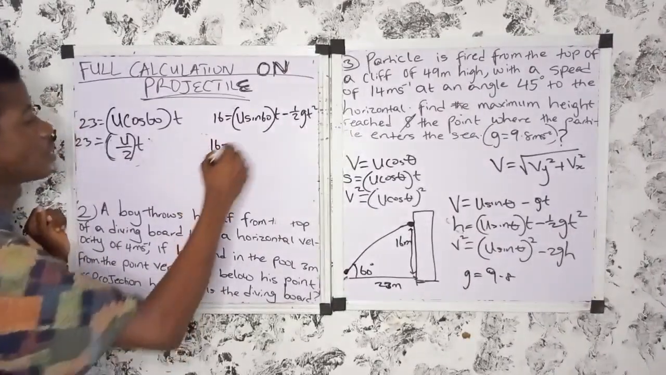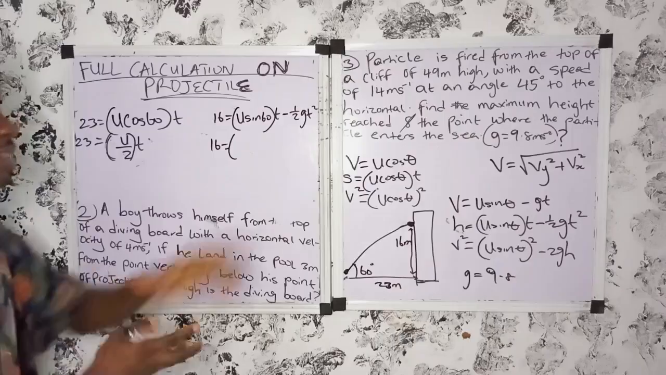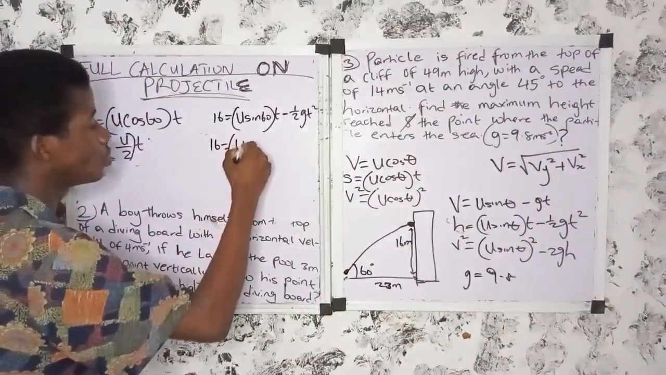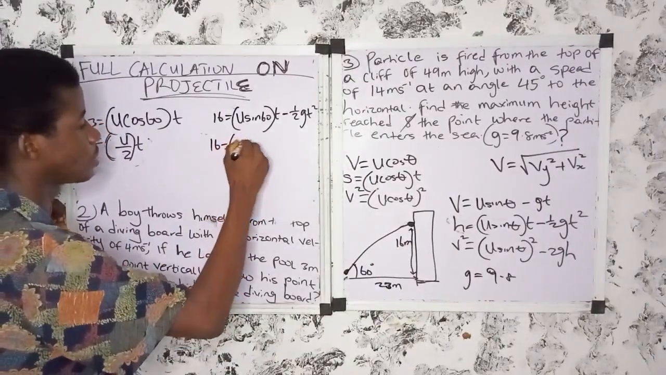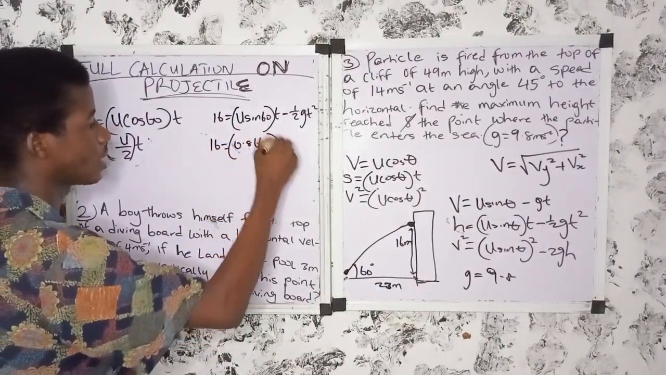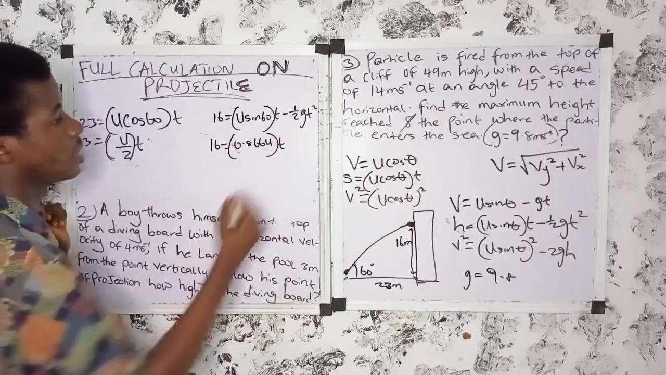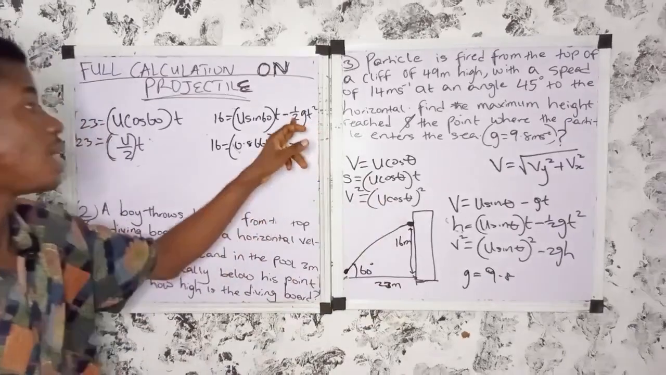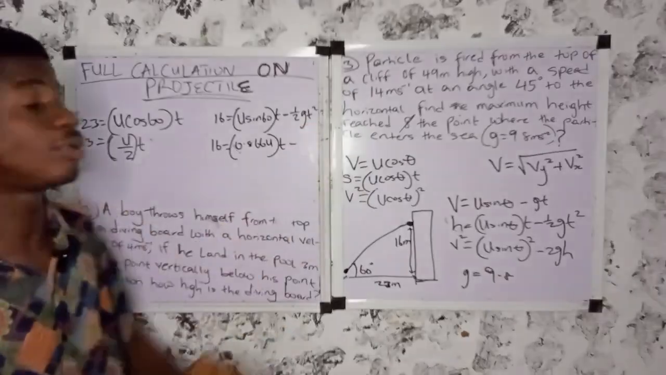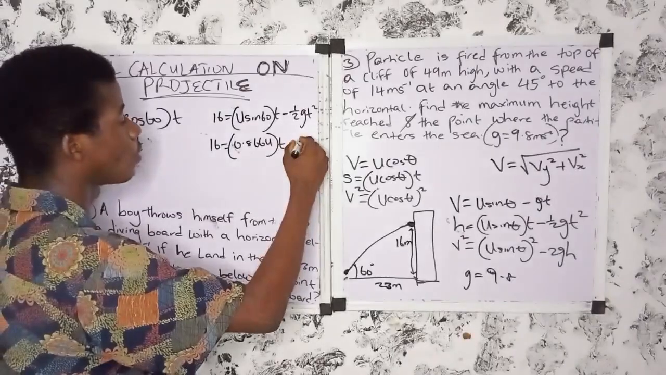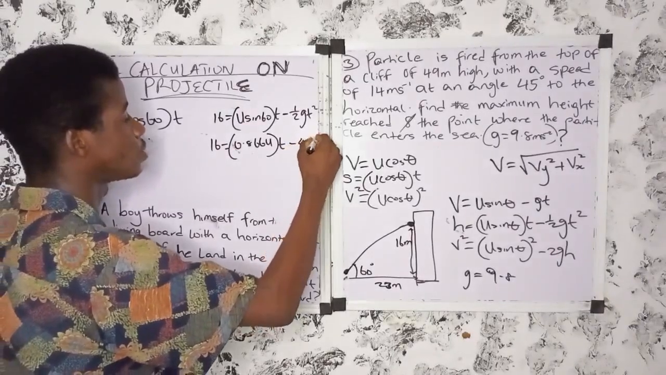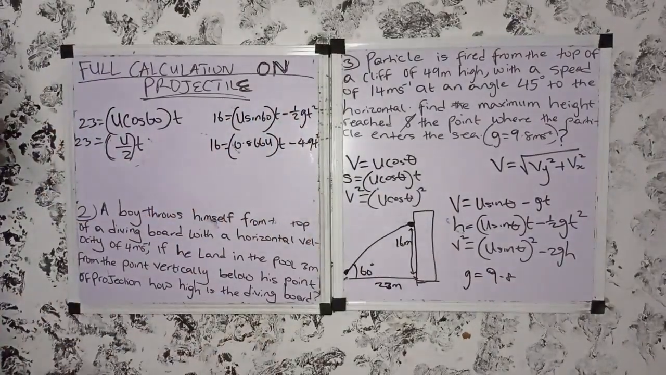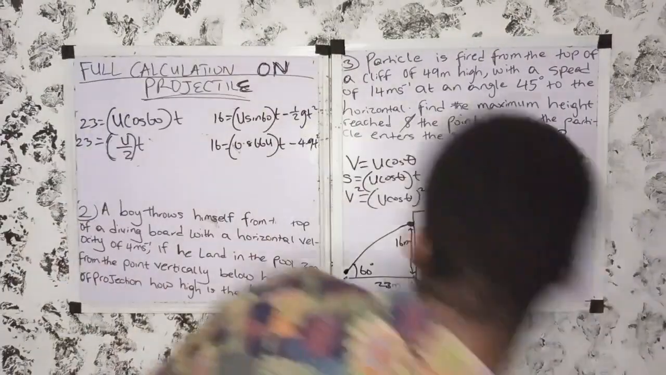Then what about this side? 16 equals, bracket open. Now sine 60 is 0.866, right? So 0.866 U, bracket close, then we put t. Then minus, now g is 9.8, so half times 9.8 will give us 4.9 t squared. Okay, we don't know t, so we don't know t, right? So let's continue.